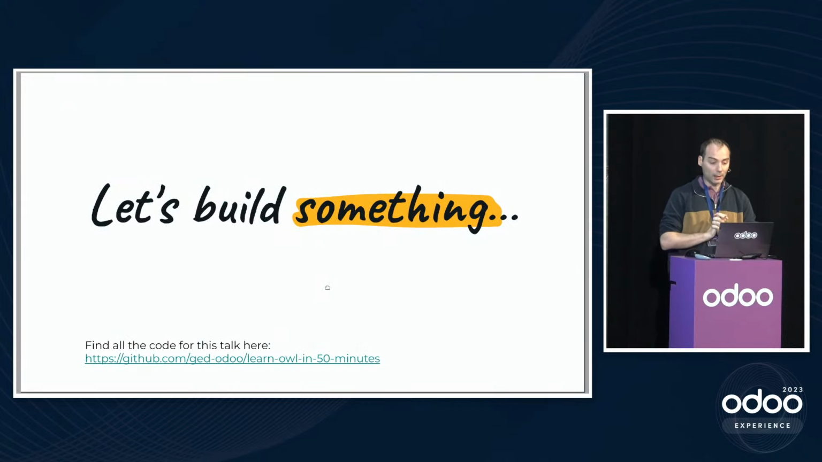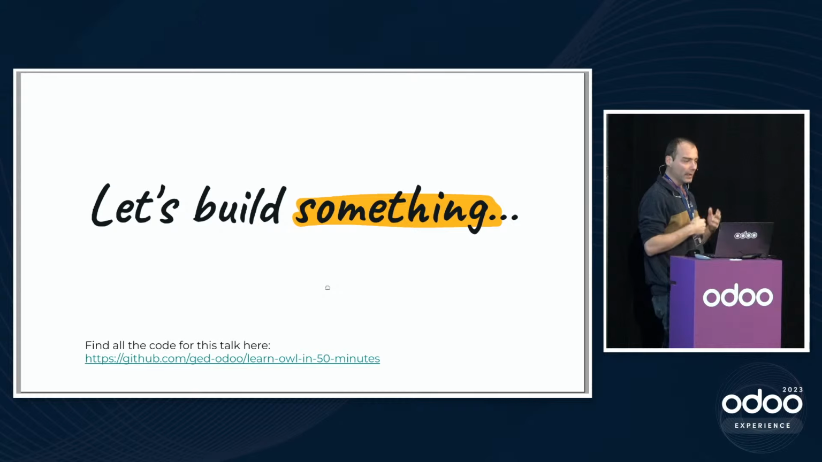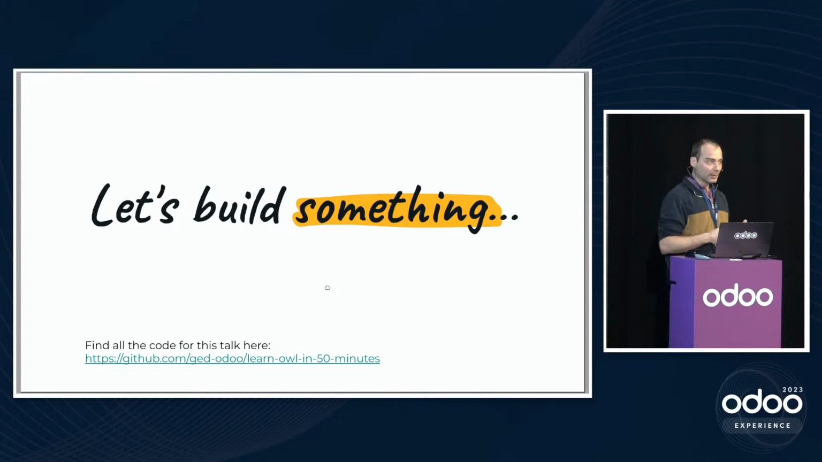Now, let's do a project together. I have a short project that you can find on this GitHub repository if you want. There are like 18 commits, and I will build incrementally. I will apply those commits in my local Odoo instance here, and we will talk about how it works, and we will do something.